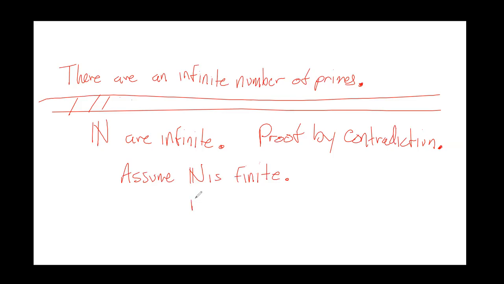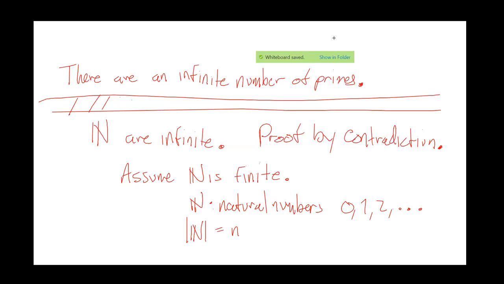Again, just reminding you, N is the natural numbers: 0, 1, 2, all of the non-negative integers. If we assume that it's finite, then there exists an n such that the cardinality of N is equal to n. The definition of a finite set is that we have a cardinality equal to n. Given this, we can list out our n elements. So if the cardinality of N is equal to n, then we can list out our n elements. We'll call them x0, x1, x2, dot, dot, dot, xn.